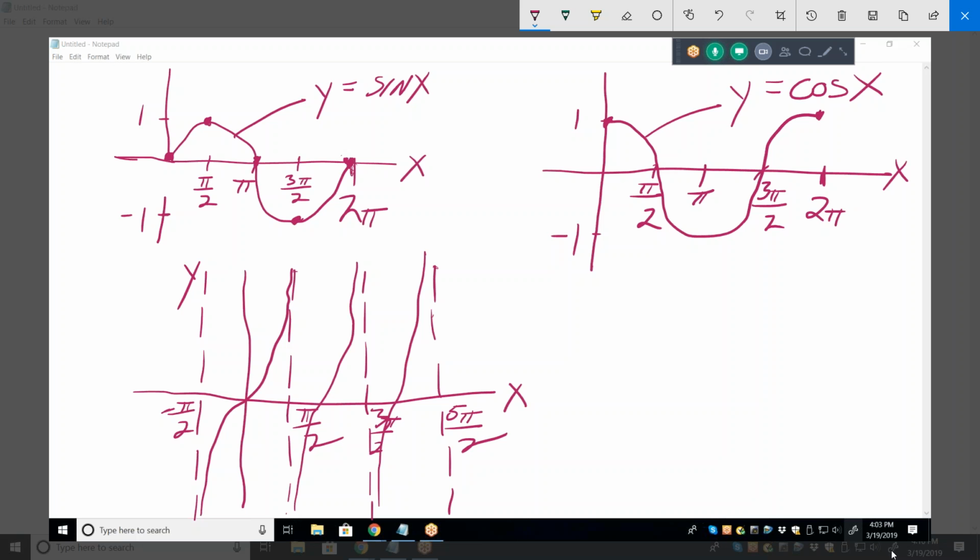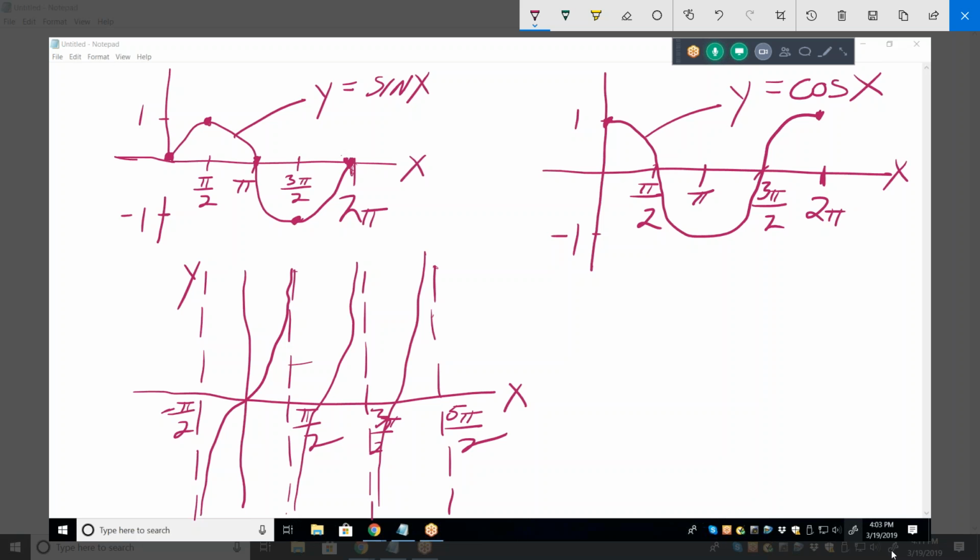They tend to mix up these words: undefined, does not exist, infinity. They tend to interchange them. But at some level of math, you get to a point where there is a difference between undefined and infinity.